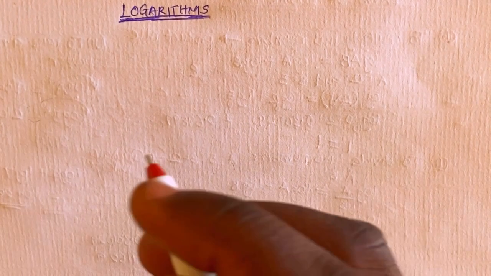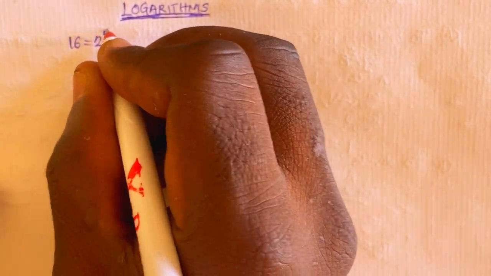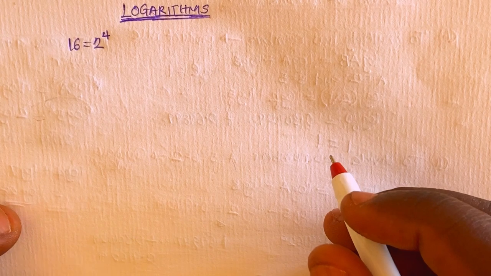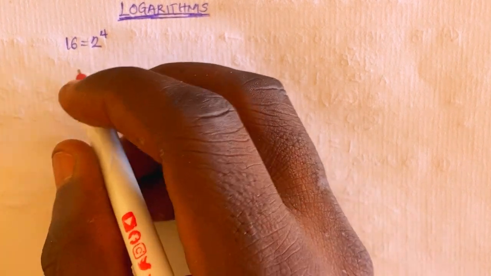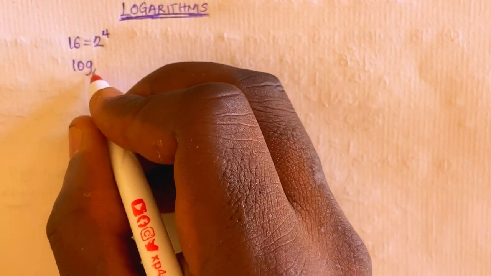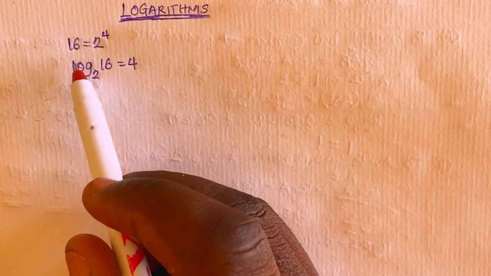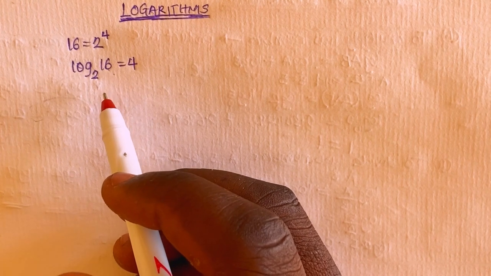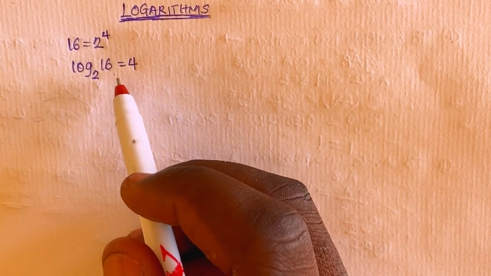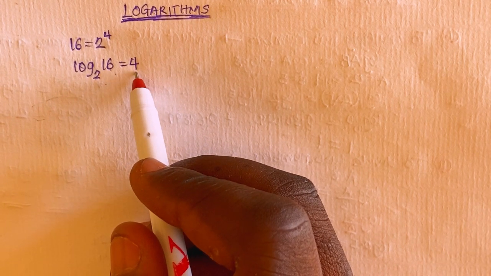Now suppose we have the expression 16 equals 2 exponent 4. I want to write it in another form. I can write it as log base 2 of 16 is equal to 4. This expression can be written as this, and it is equal to this expression. So what this means is log base 2 of 16 is equal to what? 4.